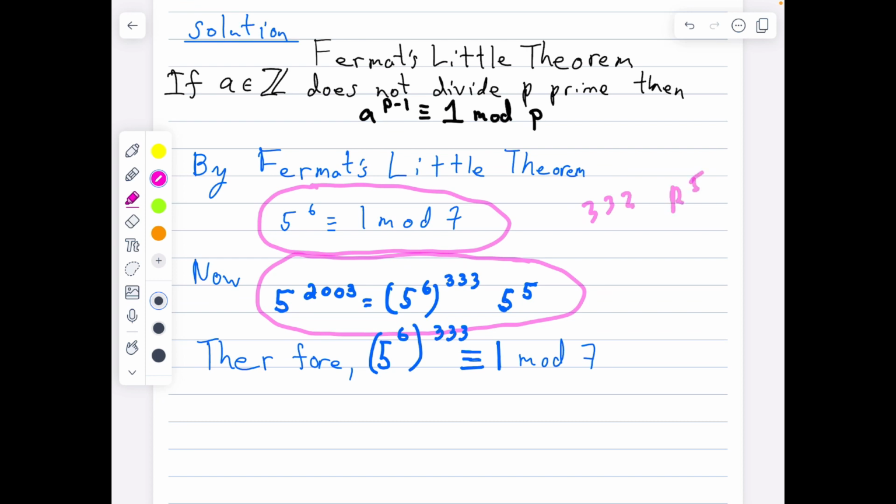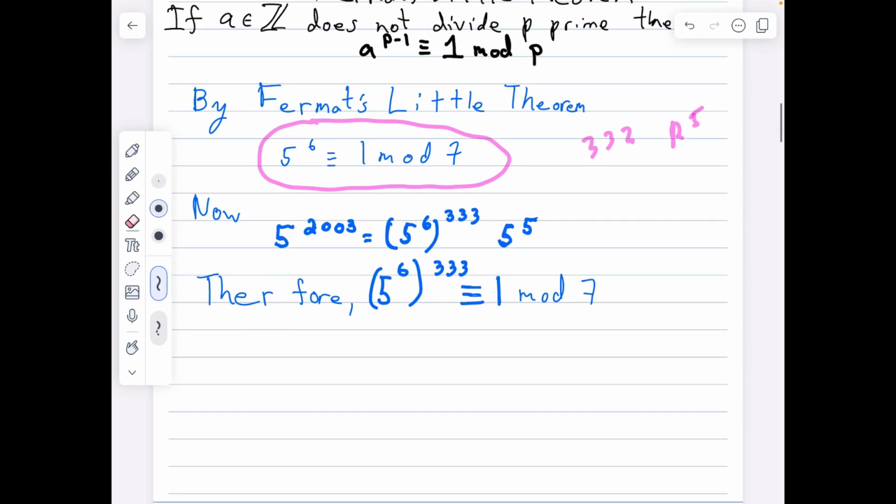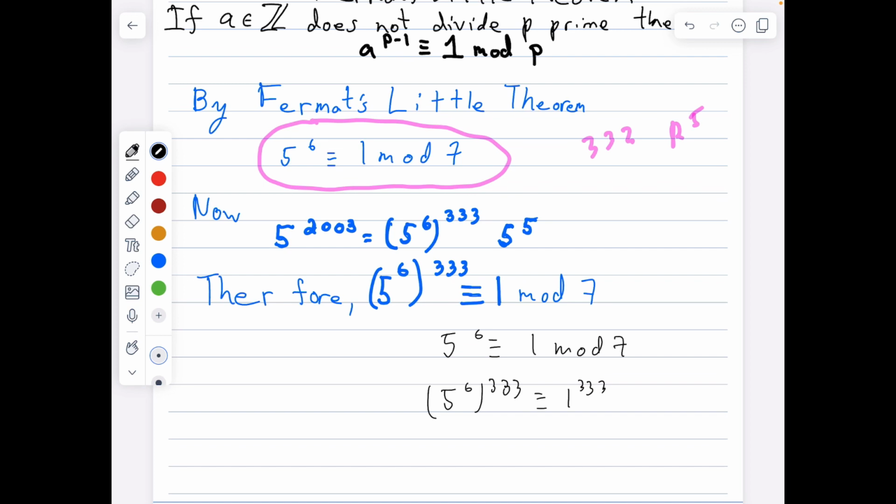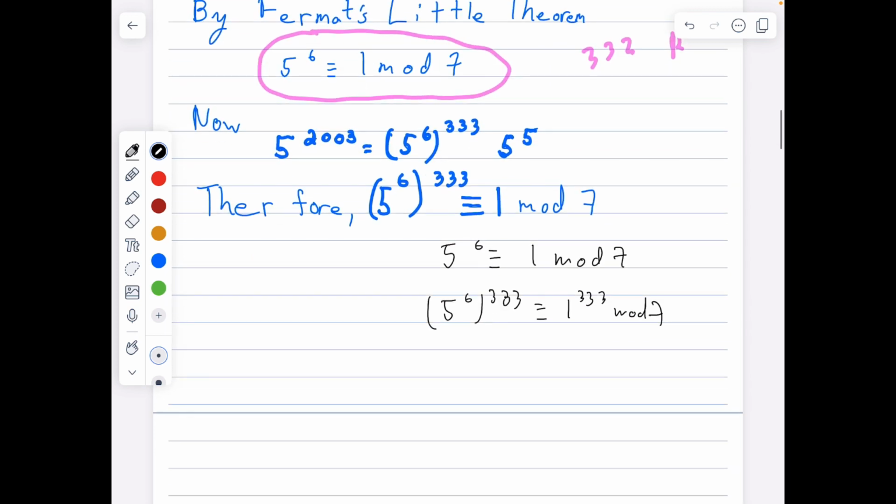Okay. And what I'm going to do with that is as follows. I'm going to take the 5 to the 6 to the 333, and that is actually congruent to 1 mod 7. Why is that? Because we know 5 to the 6 is congruent to 1 mod 7. And if you take 5 to the 6 and raise it to the 333, it's congruent to 1 to the 333 mod 7 as well. But 1 to the 333, that's just 1. So this is the case right here.